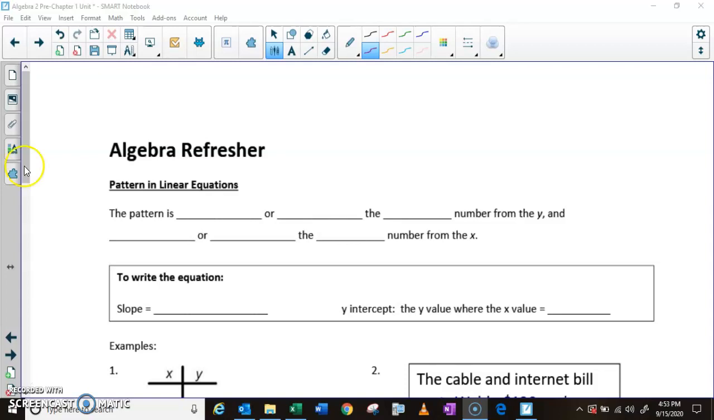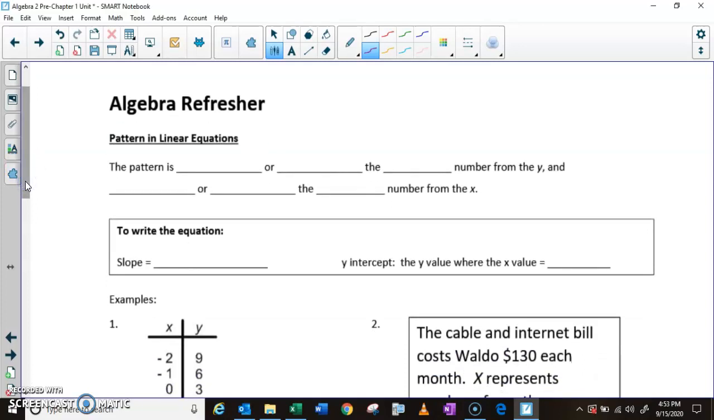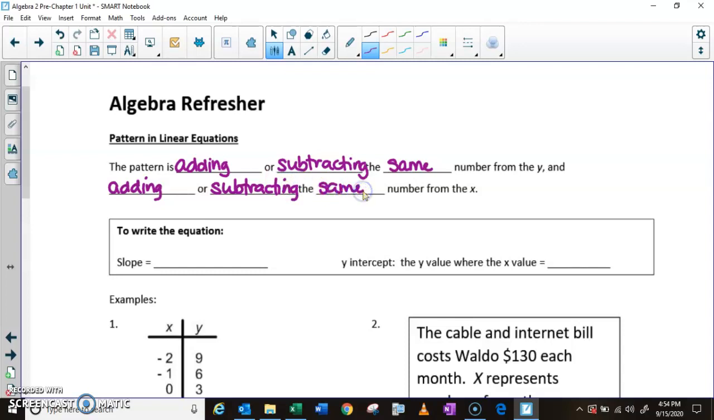So a pattern. If there is a pattern in the linear equation, it is determined by either adding or subtracting the same number to the y, and then we're also adding or subtracting the same number to the x's.